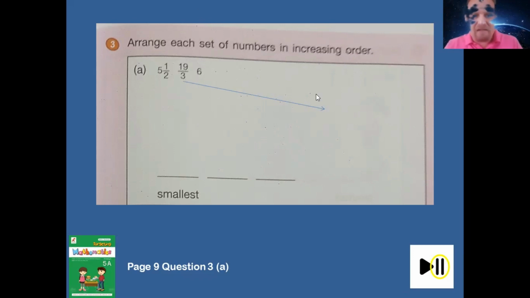Now I have a blue arrow underneath 19 over 3 because it's an improper fraction. We can already see that 5 and 1 over 2 is less than 6, the whole number 6. Let's see what 19 over 3 is. 19 divided by 3 gives us 6 and 1 over 3. So in my mind, it's very clear already that we have the smallest mixed number, which would be 5 and 1 over 2. In the middle, we would have 6. And then at the very end, the largest mixed number would be 6 and 1 over 3.